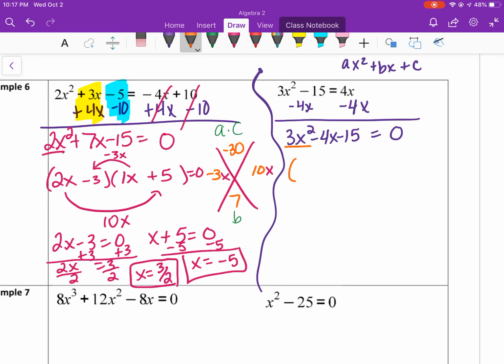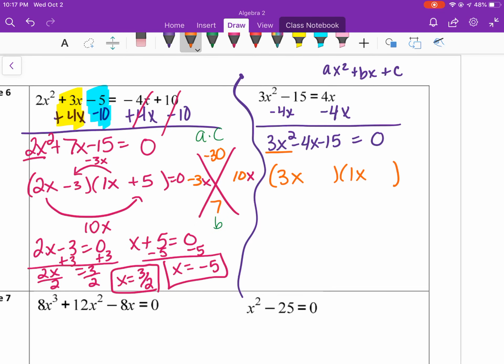Since it's 3x squared, this time it's going to be 3x times 1x. And then multiplying a times c will be 3 times negative 15. So 15 and 15 is 30. 15 more is 45. So negative 45 multiplies to negative 45 and adds up to negative 4. So 45: 1 and 45, not divisible by 2. We had 3 and 15. I can't divide by 4. I can do 5 and 9. 5 and 9 I can use to make 4. So 5 times 9, and I have to have negative 9 since it's negative 4.